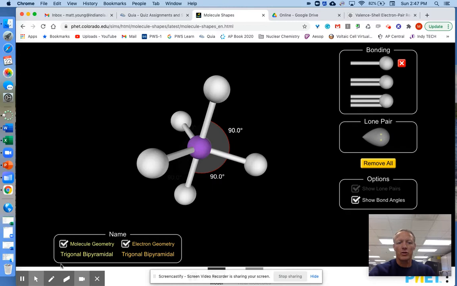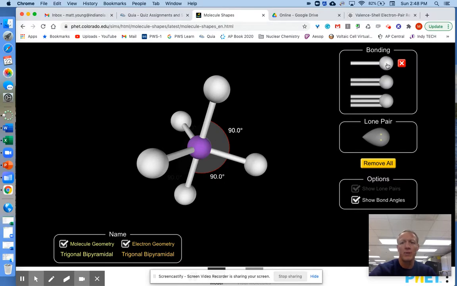This is called trigonal bipyramidal. The way I remember that is tri plus bi adds up to 5, 3 plus 2. There's now 5 electron pairs around the central element. Again, expanded octet. So that'd be molecular geometry and electron geometry because there's no unshared pairs. Those are the same when there's no unshared pairs.